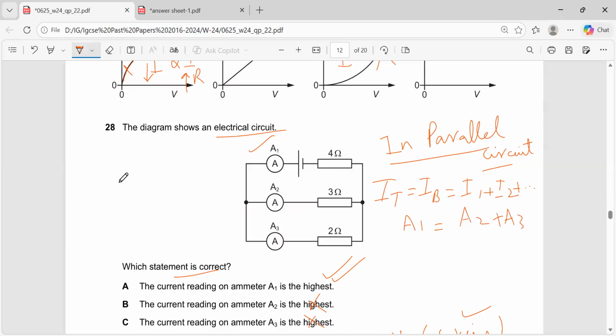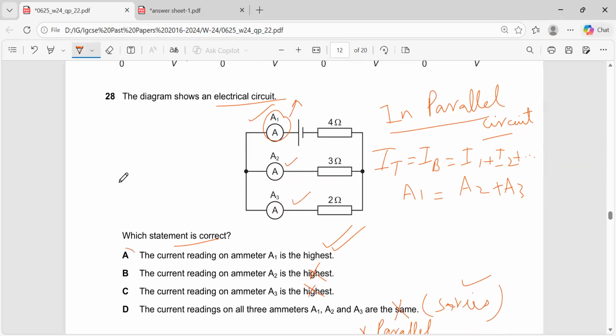So if this is the case, then A1 will be the highest, and this is split into A2 and A3, so they cannot be highest. So that's why the correct answer is what? A. Please everybody comment. If anybody is having any doubt, feel free to ask me. So by keeping in mind the parallel circuit rule, that total current from the battery is equal to the sum of the currents in the branches, here the current from the battery or cell is A1. It is not written I1, it is written A1. Ampere 1, but let it be A1.